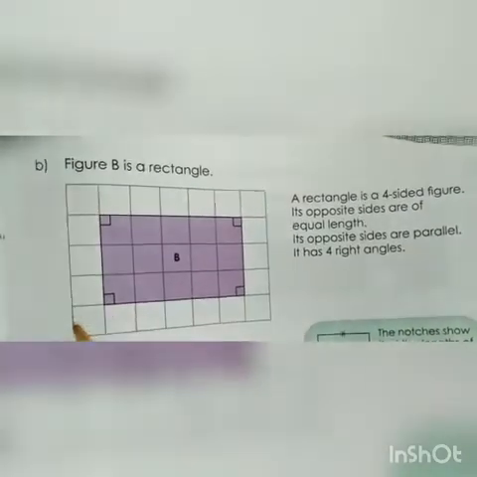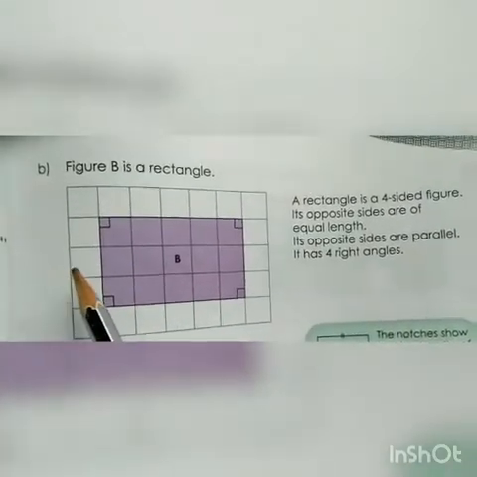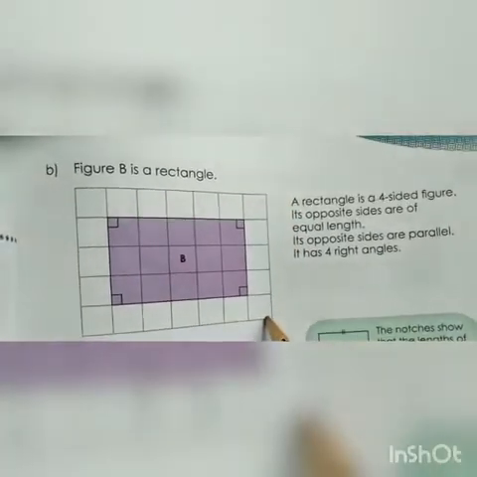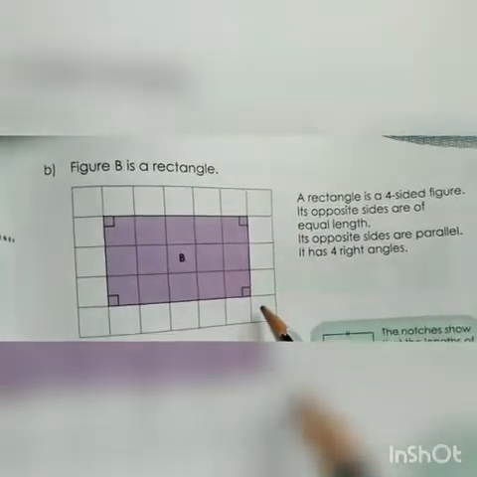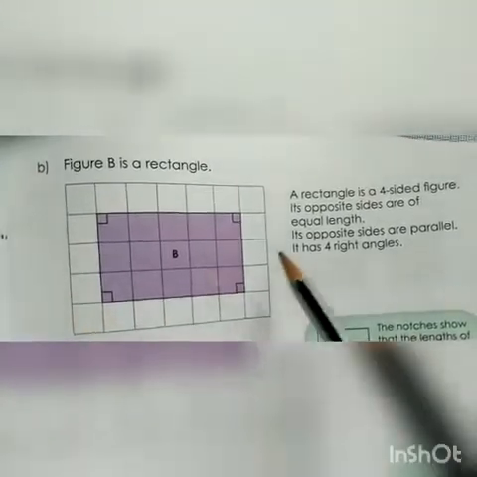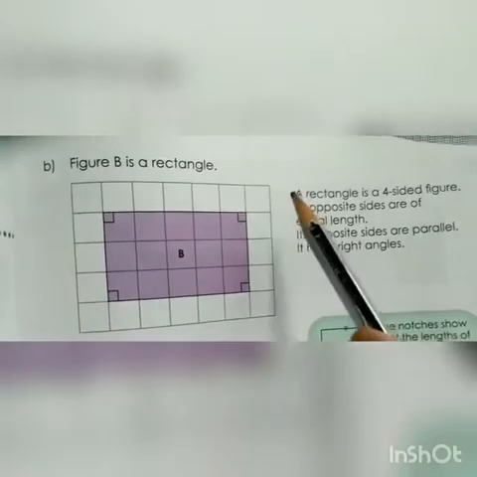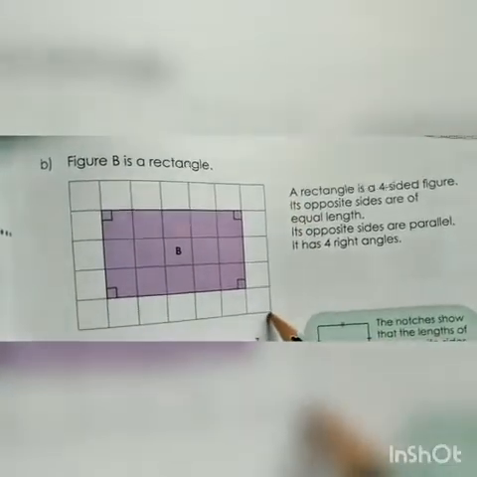Look here. For this line, the opposite side is this. Second line. Okay. So these two lines are of equal length. Opposite sides are of equal length. If this side is 15 cm, the opposite side is also 15 cm in a rectangle.